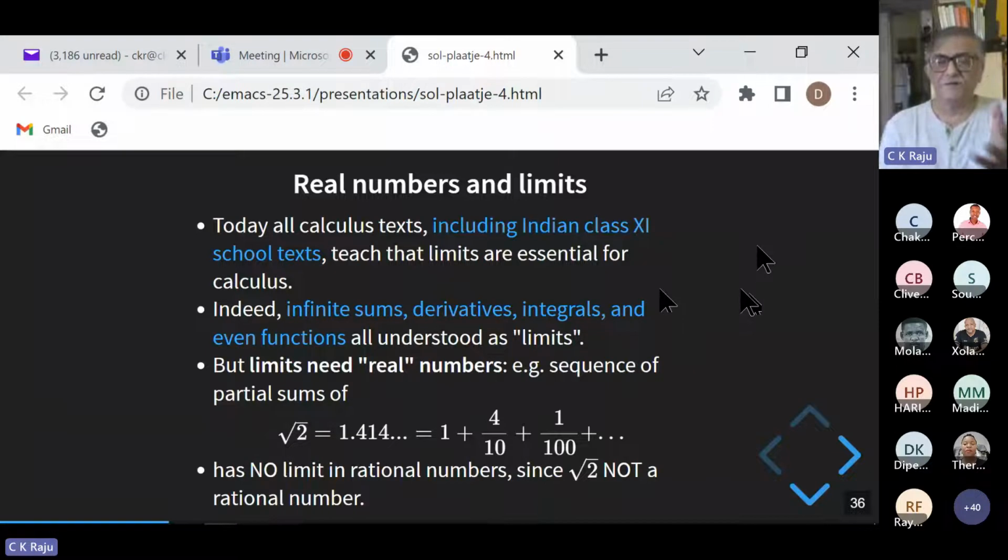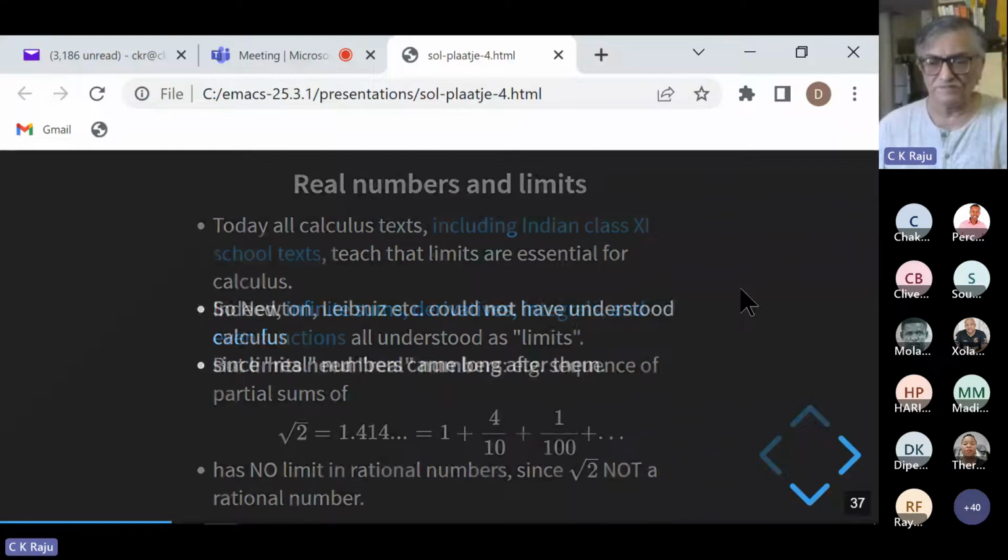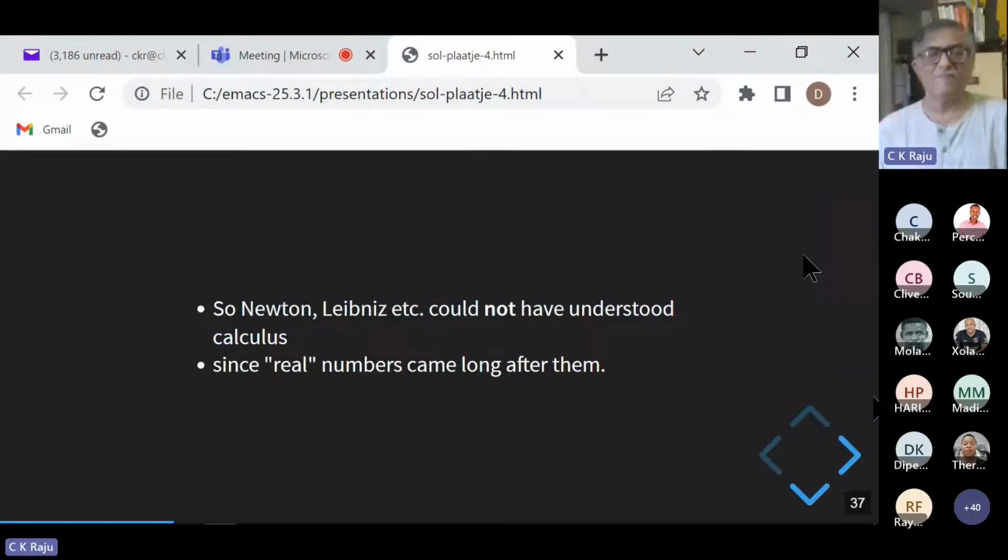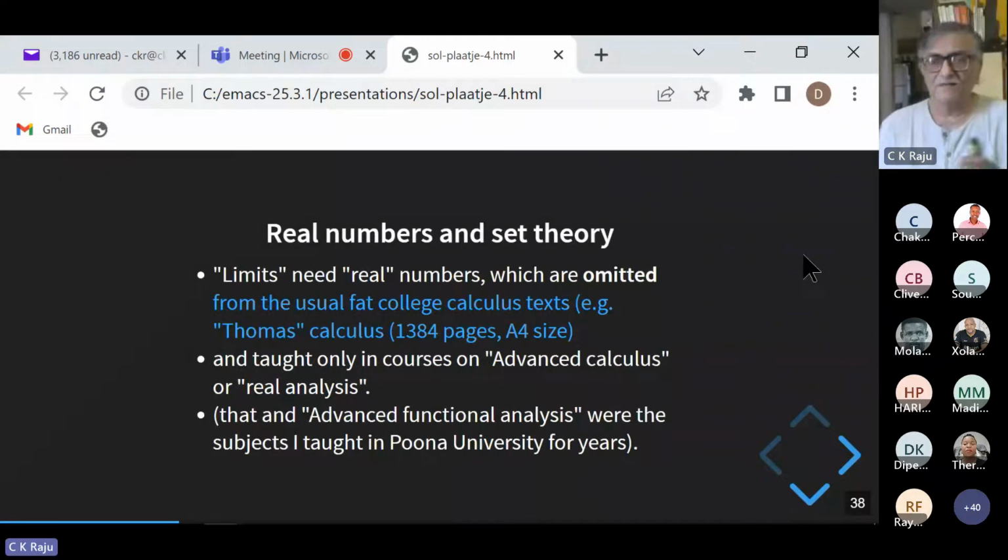And for limits, you need real numbers. Because if you take a sequence of partial sums, such as an algorithm for the square root of 2, you get a sequence of partial sums that cannot converge, because the square root of 2 is not a rational number. I think everybody here knows that, so I don't need to go into it. Okay, how am I doing for time? Okay, not so well. So Newton and Leibniz could not have understood calculus, because today we teach that real numbers are essential for calculus, but they came two centuries after Newton. So the point is, limits need real numbers.